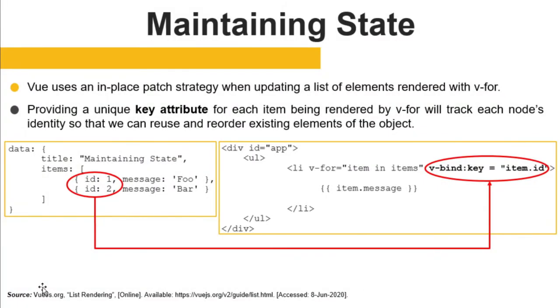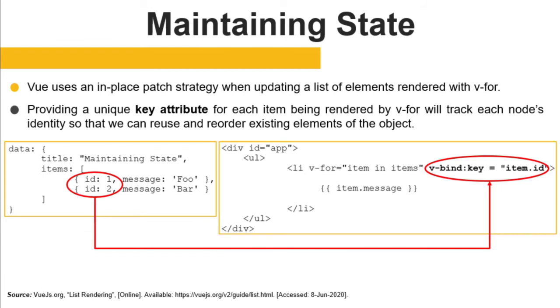Maintaining state. Vue uses an in-place patch strategy when updating a list of elements rendered with v-for, which means if the order of the data items has changed, instead of moving the DOM elements to match the order of the items, Vue will patch each element in place and make sure it reflects what should be rendered at that particular index. This default mode is efficient but only suitable when your list render output does not rely on child component state or temporary DOM state, for example, form input values.